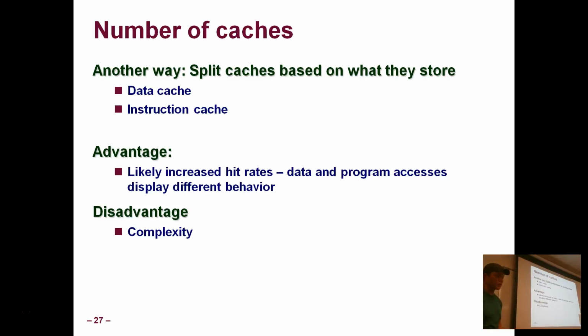Another way is to split caches based on what they store. Have separate caches for, in particular, data locations and instruction locations. The advantage of this is that now your instruction fetching, the caching of the instructions coming into the CPU, is decoupled from your data access. So you hopefully get a better hit rate for both. They're not thrashing with each other, is basically the idea. The disadvantage is complexity, because now you have to have multiple pathways of doing the caching, one for data and one for instructions.